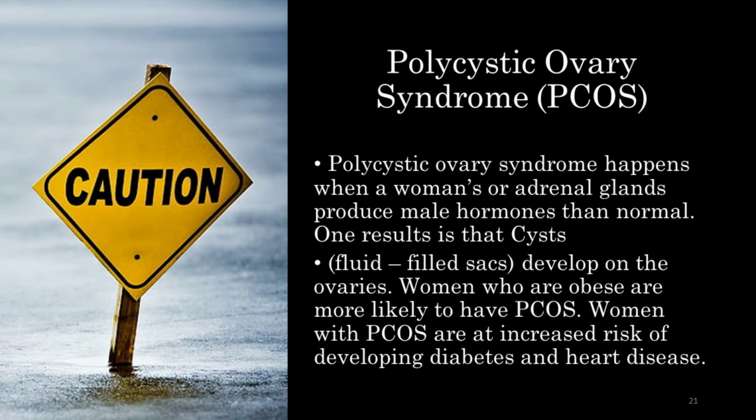Polycystic ovary syndrome (PCOS) happens when a woman's adrenal glands produce more male hormones than normal. This results in cysts, or fluid, developing on the ovaries. Women who are obese are more likely to have PCOS. Women with PCOS are at increased risk of developing diabetes and heart disease.